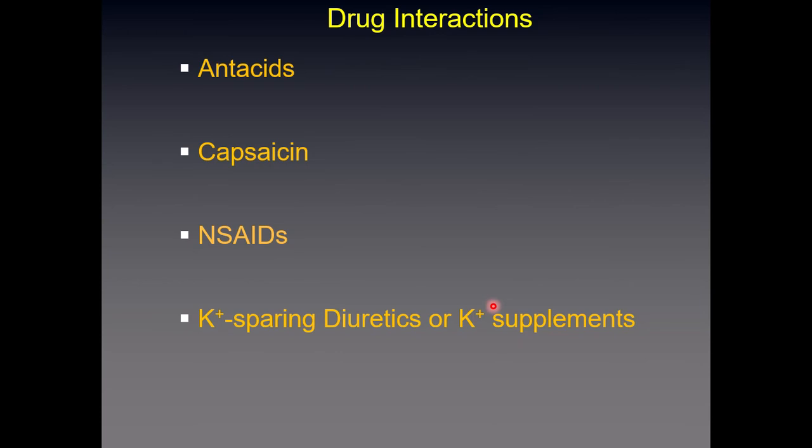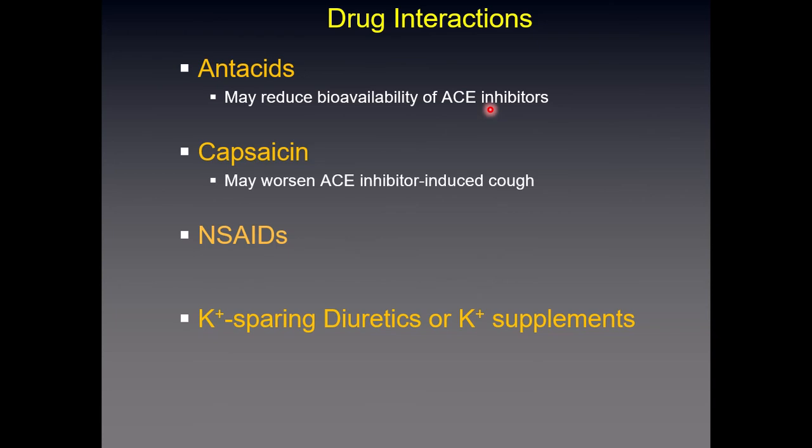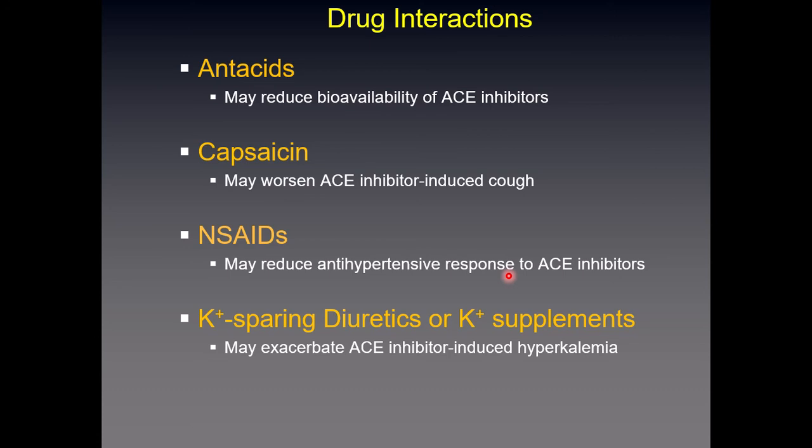Moreover, drug interactions. There are some drug interactions with the antacids, capsaicin, NSAIDs, and potassium sparing diuretics. Antacids may reduce the bioavailability of the angiotensin converting enzyme inhibitors. Capsaicin may worsen the ACE inhibitor induced cough, so capsaicin must not be given to patients who are taking the ACE inhibitors. NSAIDs, non-steroidal anti-inflammatory drugs, may reduce the antihypertensive response to the ACE inhibitors. Potassium sparing diuretics or potassium supplements may exacerbate the ACE inhibitor induced hyperkalemia.